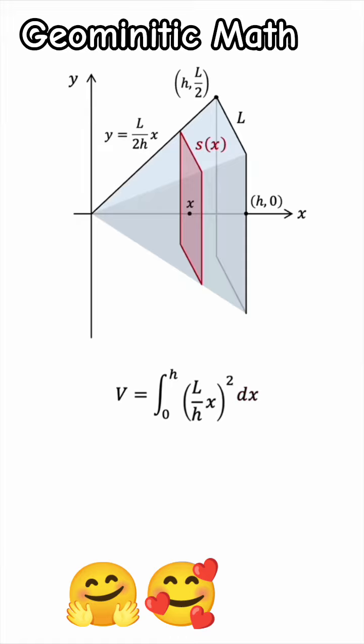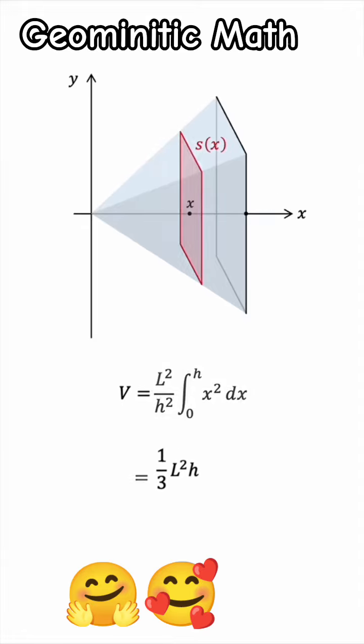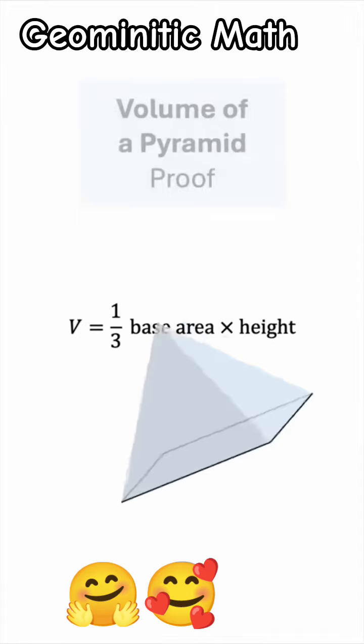We'll take the constant outside the integral, this is L squared over h squared, compute the antiderivative, and substitute the bounds. We can cancel the h's, giving us 1/3 L squared times h. We took a square-based pyramid here, but the same procedure can be repeated for any pyramid. And so, there you have it.